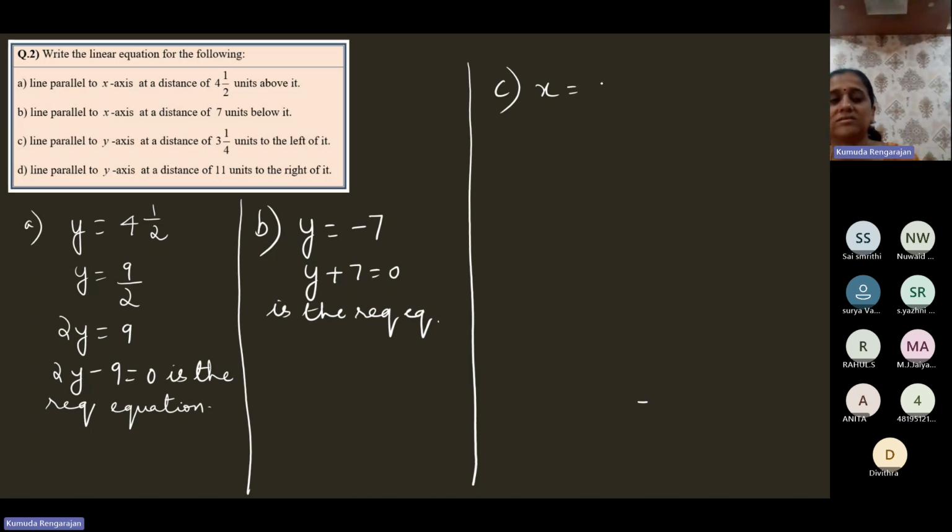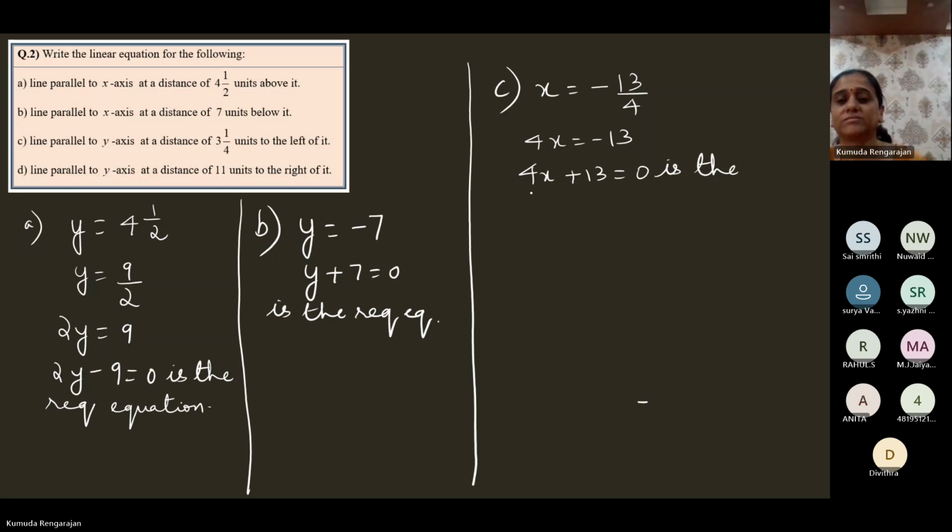When we cross multiply, we get 4x is equal to minus 13. X is equal to minus 13 by 4. No, you're writing the equation. You're not solving for x. So 4x plus 13 is equal to 0 is the required equation. Correct, Saraswati. Good. Fourth one?